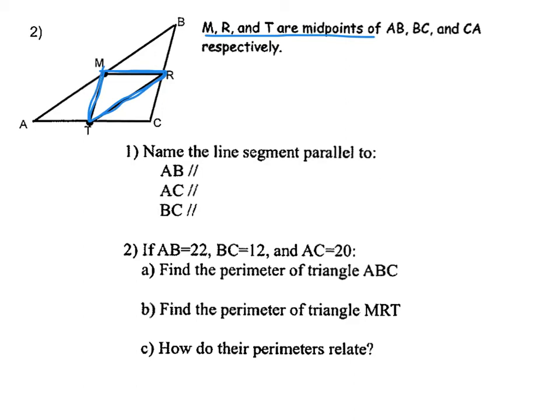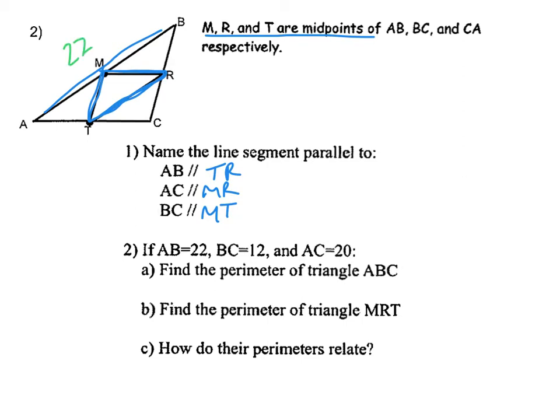First, just matching up the midsegment with its opposite side. So AB, that long side right here, that looks like it's going to be parallel to TR. So that's kind of just matching up the original side with its midsegment. AC is parallel to MR, and we have BC parallel to MT. Now they're going to give me some lengths of sides here. So let's see, they have AB as 22, this side right here.